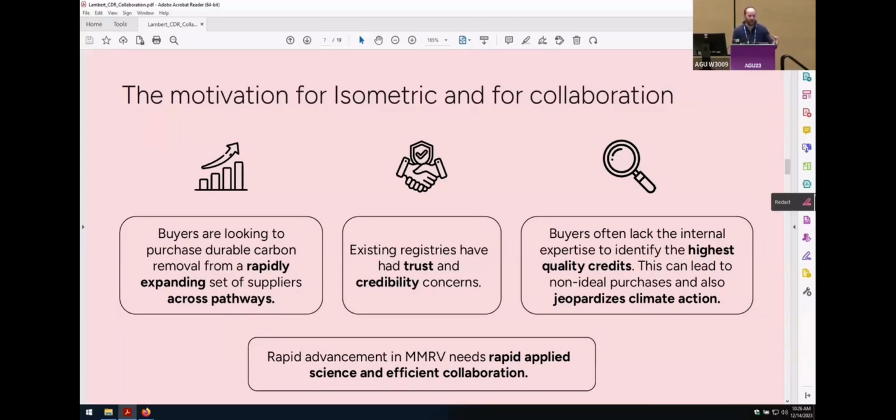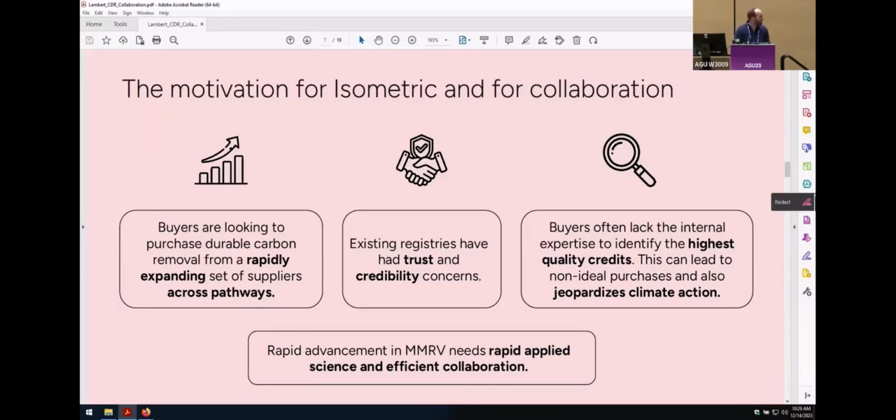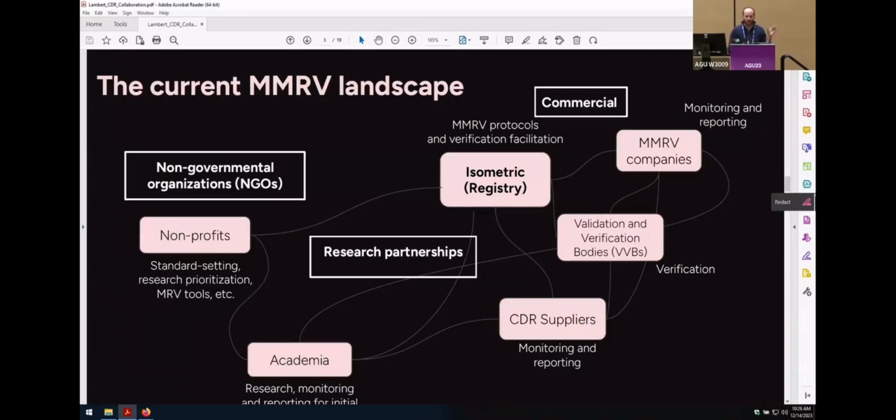MMRV and CDR are intrinsically connected. And so with the rapid advancement of CDR and these different pathways, we need a rapid advancement of applied science and efficient collaboration. And so with that, I'll give a brief overview of the MMRV landscape, show how we as a registry fit in, and then we'll dig into our role in protocol development and collaboration.